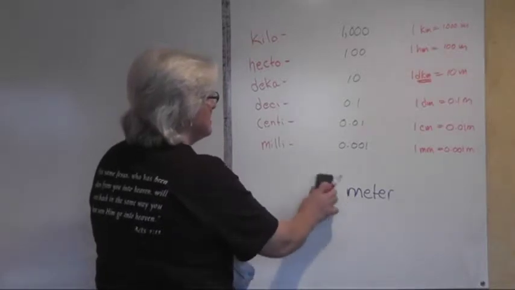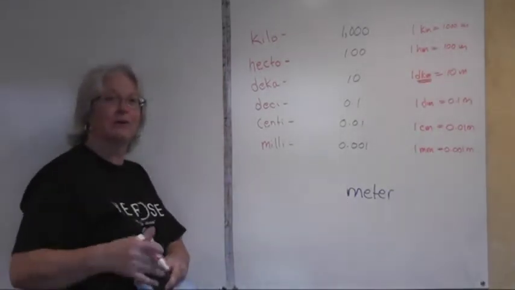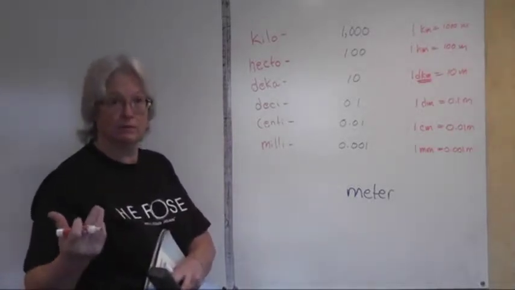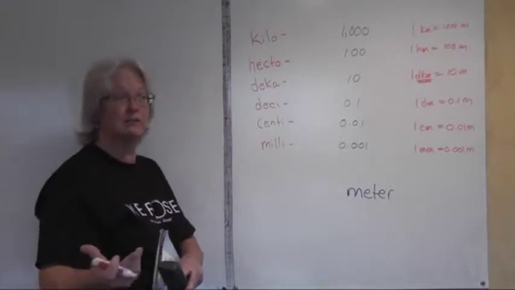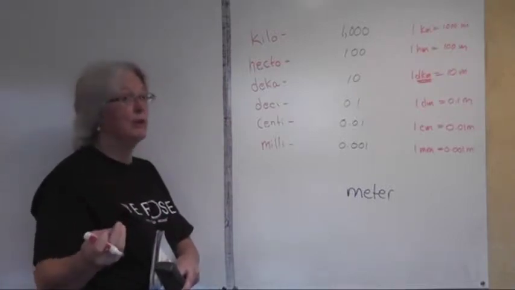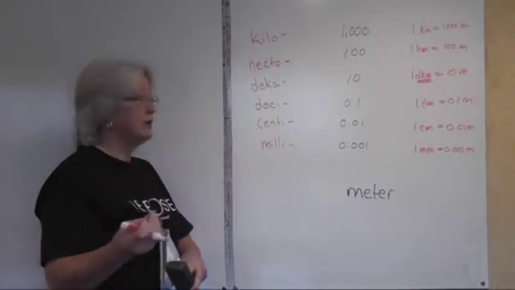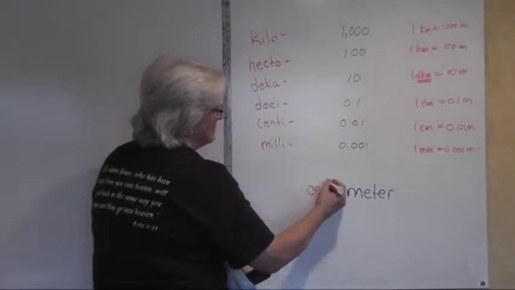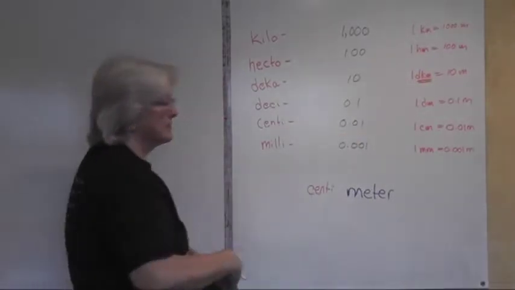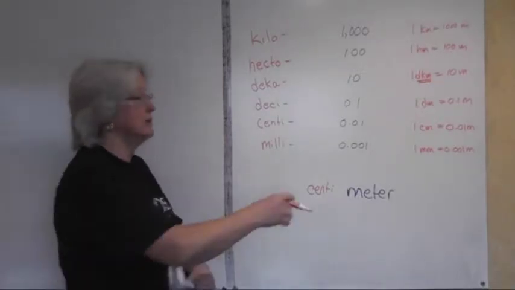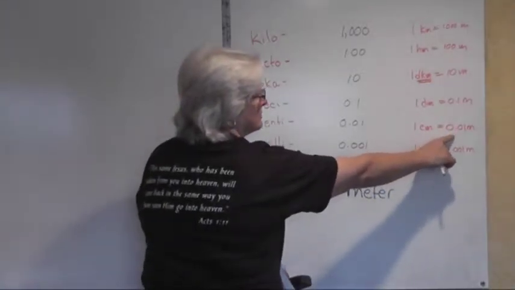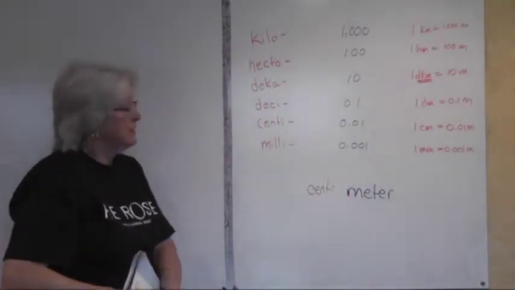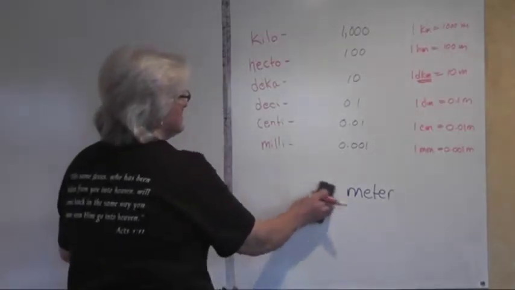You have centi. Let's think about a centipede. You know, we talk about an insect having 100 legs. Now, I don't know if centipedes really do have 100 legs, but I do know that a century is 100 years. Centi means 100. So what would you think that a centimeter? 100th. A centimeter should be 100th of a meter. Sure enough, 1 cm is equal to 0.01. How do you read that? That's 100th meter.